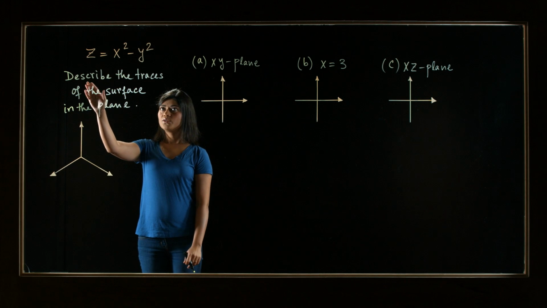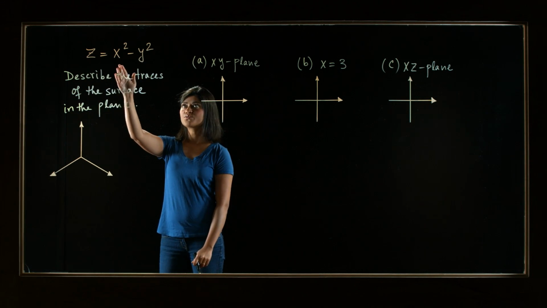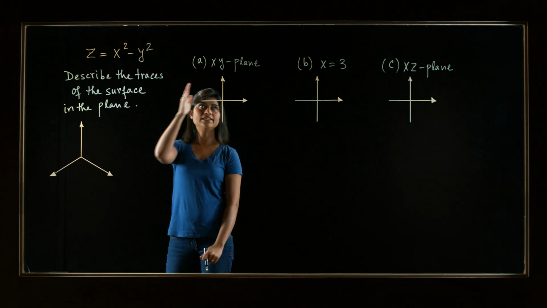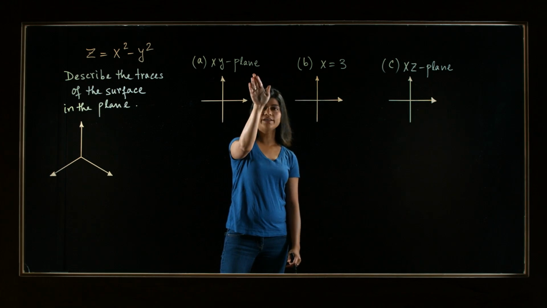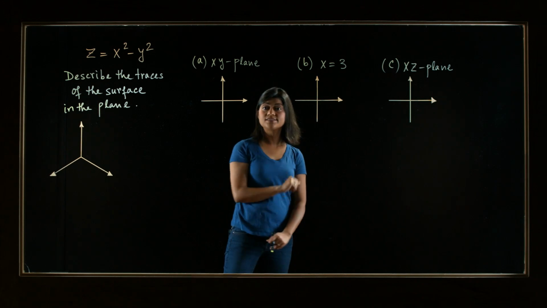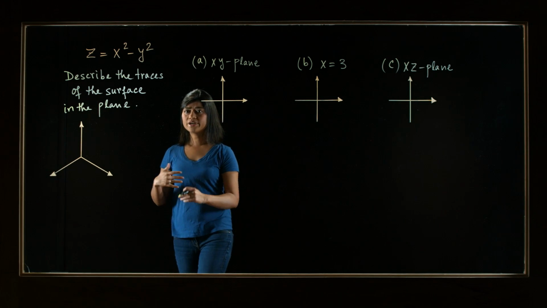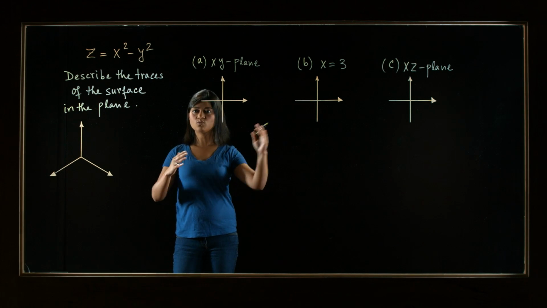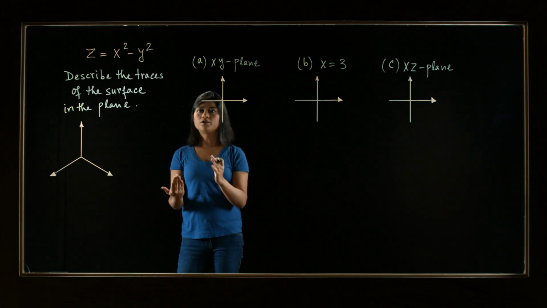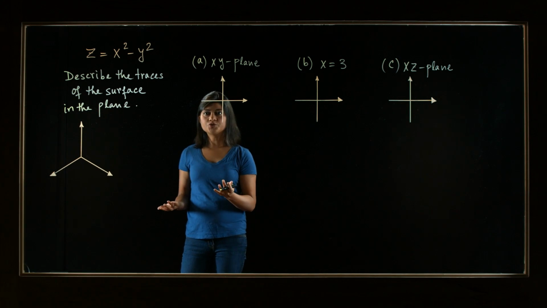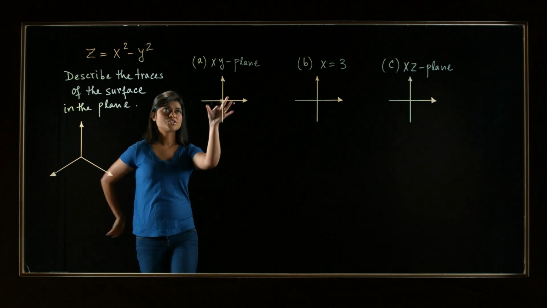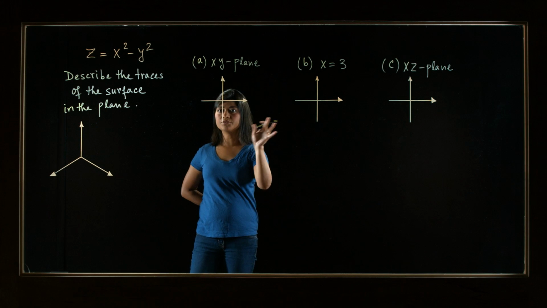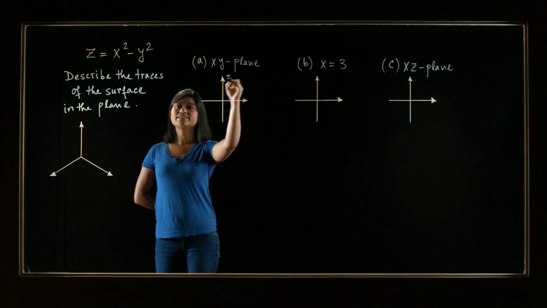In this problem, we have this surface z equals x squared minus y squared, and we have to describe the traces of the surface in each of these planes: the xy plane, the x equals 3 plane, and the xz plane. Traces means what happens when the surface intersects each of these planes. What kind of curve do we get? What kind of picture do we get? Now, let's start with the first part of this problem, and then we'll describe how to figure out the traces for each one. Okay, so what happens in the xy plane?